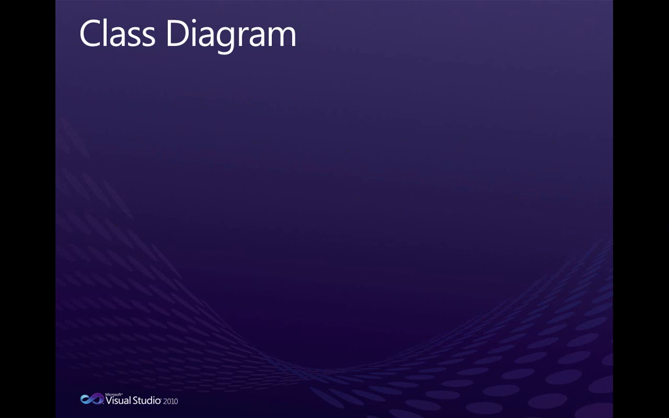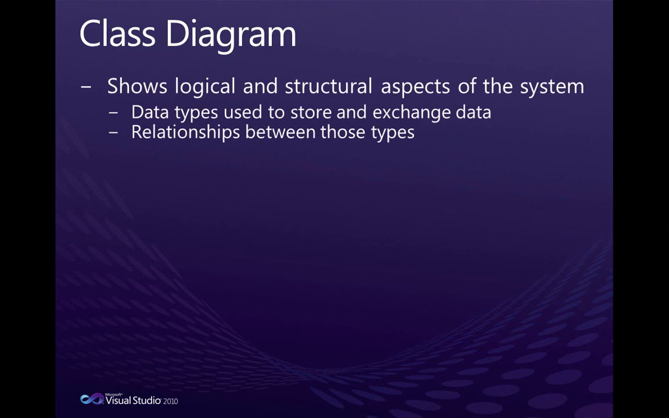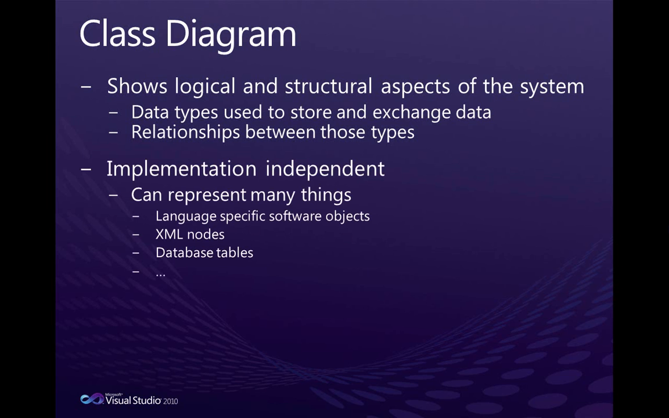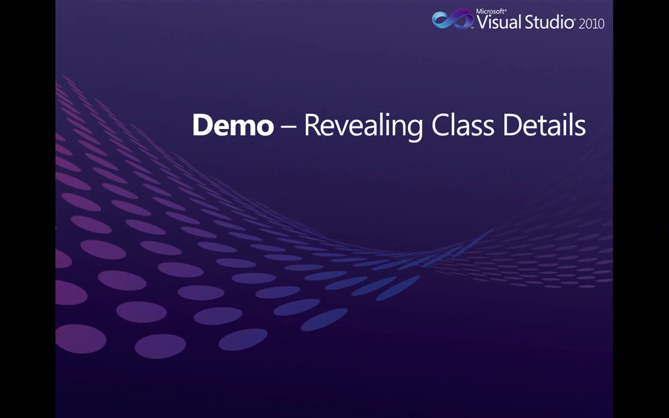Let's briefly discuss class diagrams. A class diagram is designed to show logical and structural aspects of the system. That is, data types used to store and exchange data and the relationships between those types. They're meant to be implementation independent. They can represent many things: language-specific software objects such as classes, interfaces, and low-level value types, XML nodes, database tables, and so on and so forth. So let's switch over to Visual Studio and see how our sequence diagrams can help us reveal class details.